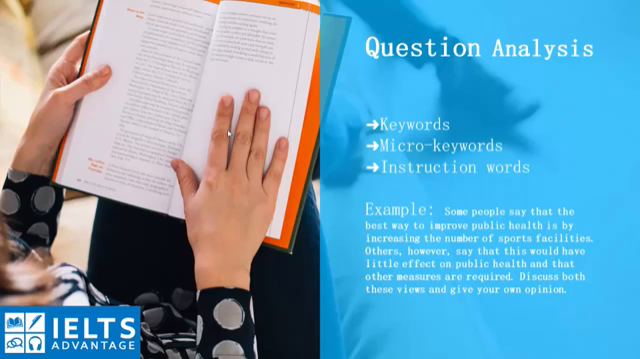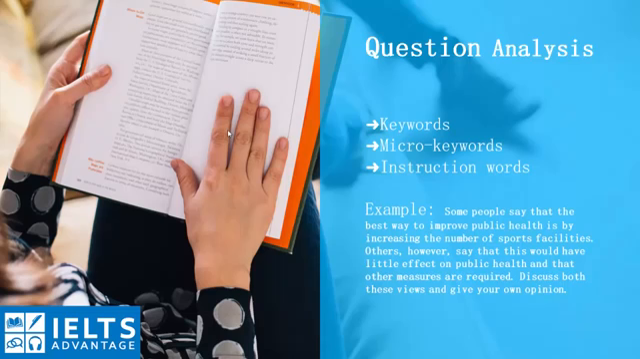Now the keywords are just the general topic. So the general topic of this question is public health. Now if you just wrote about public health, everything you know about public health, you haven't really answered the question properly because it's just the general topic. You haven't really looked at what the specific question is about. And to do that, we need to look at the micro keywords. The micro keywords in this question are sports facilities and other measures. So within the context of public health, we need to specifically focus on sports facilities and other measures to really answer the question correctly.